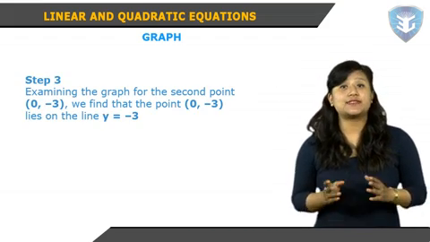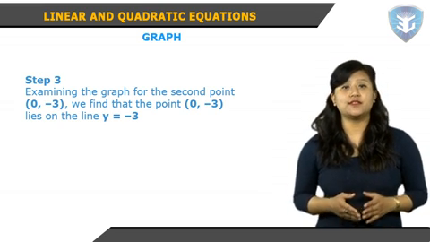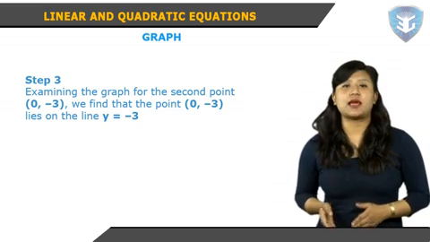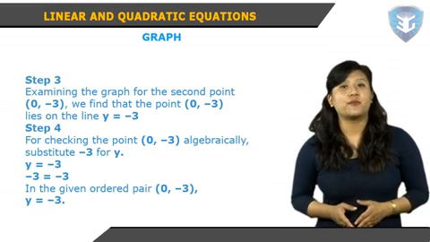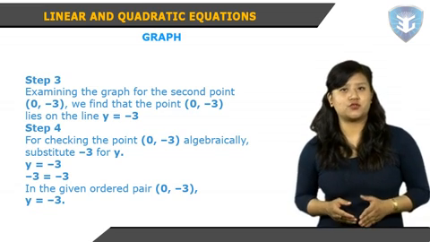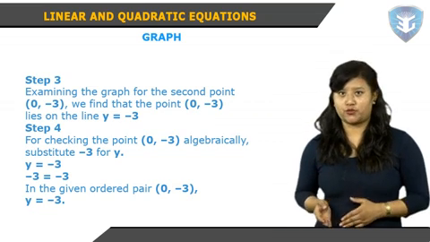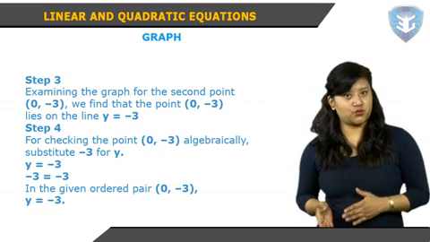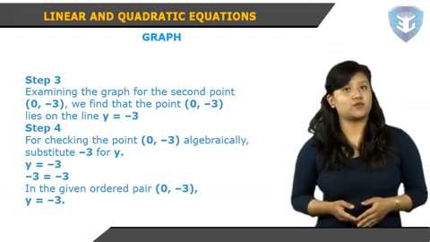Step 3. Examining the graph for the second point, (0, -3), we find that the point (0, -3) lies on the line y = -3. Step 4. For checking the point (0, -3), algebraically substitute -3 for y. y = -3 equals -3. In the given ordered pair (0, -3), y = -3.